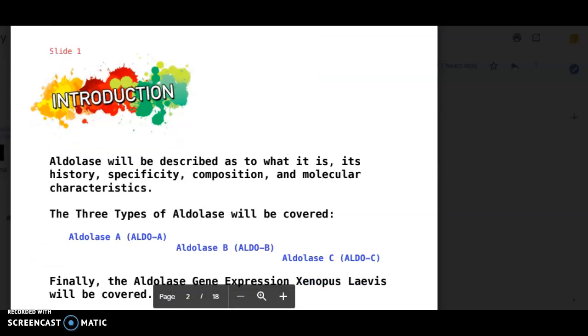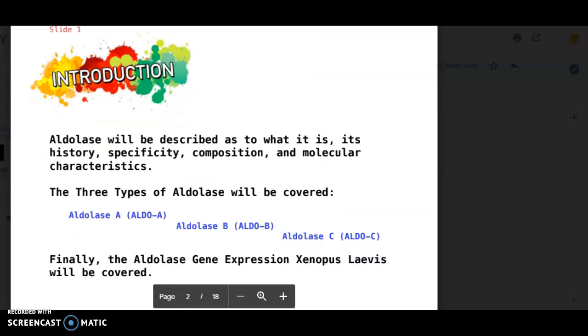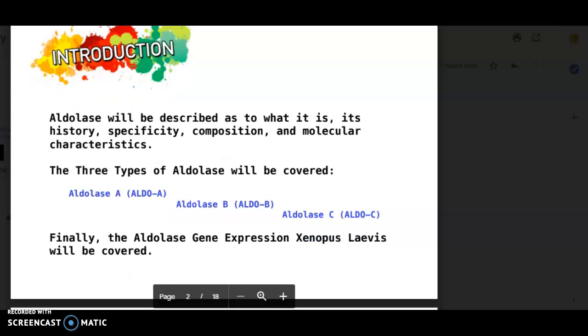First, the introduction. This is what I'm going to be talking about today. I'm going to talk about aldolase. It will be described as what it is, its history, specificity, composition, and molecular characteristics. The three types of aldolases will be covered: Aldo A, Aldo B, and Aldo C. We'll also be talking about aldolase gene expression, using as an example the African clawed frog, Xenopus laevis.